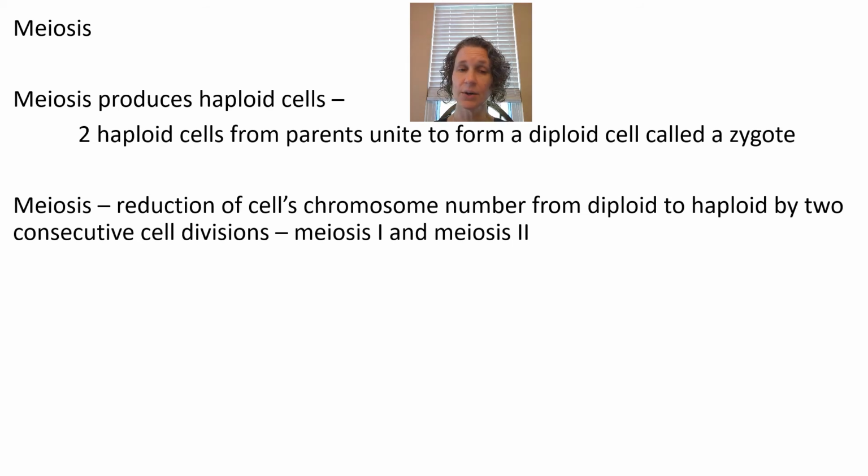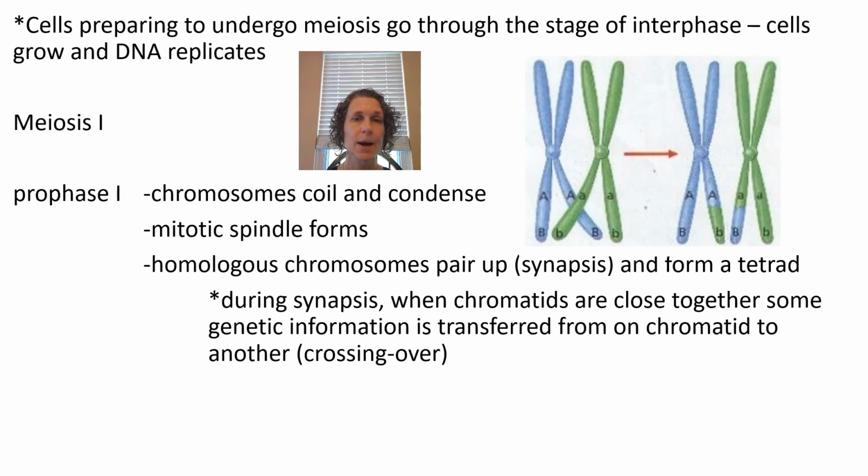And so to get those, the sex cells will go through meiosis. This is actually the reduction of a cell's chromosome number from diploid, so in our case from 46 to haploid 23 by two consecutive cell divisions, meiosis 1, meiosis 2. All right, so we're going to go through these steps again. So basically we'll go through the prophase, metaphase, anaphase stuff, and just talk about some of the differences, what is different here versus mitosis.